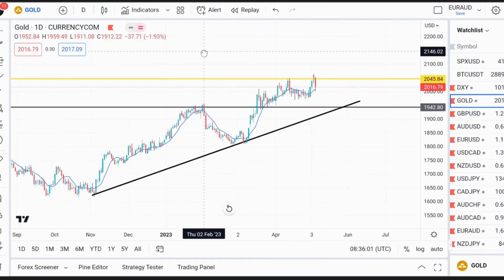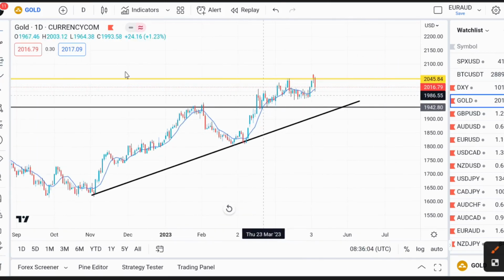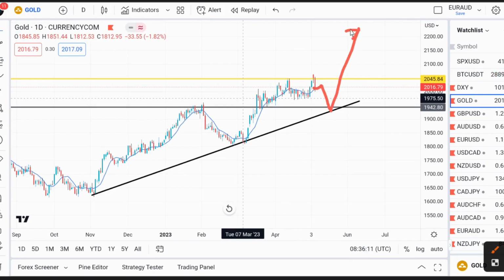As you can see, we can still see a potential drop in gold, maybe to this particular level, before we see the break of that resistance right there, because that's a very strong resistance level that has failed to break since March 22. So let's see how it goes right here. But what I'm looking at is for it to retest this particular level.